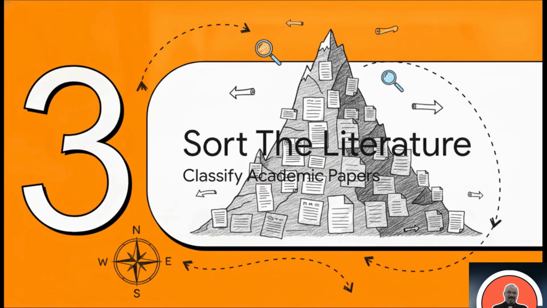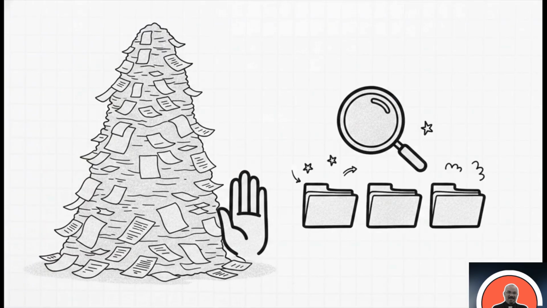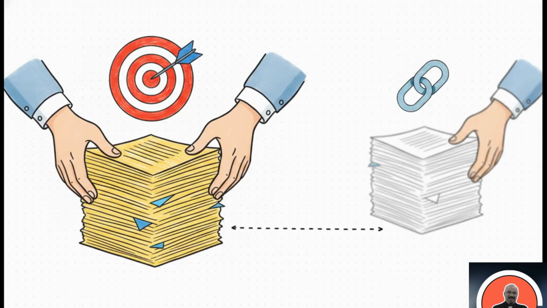Okay, Section 3, sorting the academic literature and classifying those papers. Let's pause for a second and relieve some major anxiety. You do not have to read every single paper out there. Honestly, if you printed them all out, the physical weight of those unread PDFs would literally crush your desk. We've all felt that pressure to consume everything, but it's physically impossible and frankly a terrible strategy. Your job isn't to read everything. Your job is to classify the literature. And you do this by being ruthless.